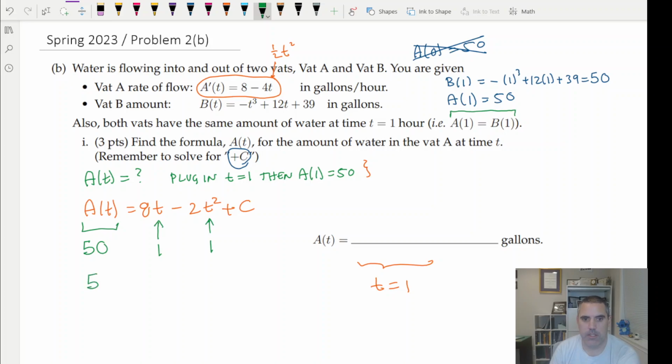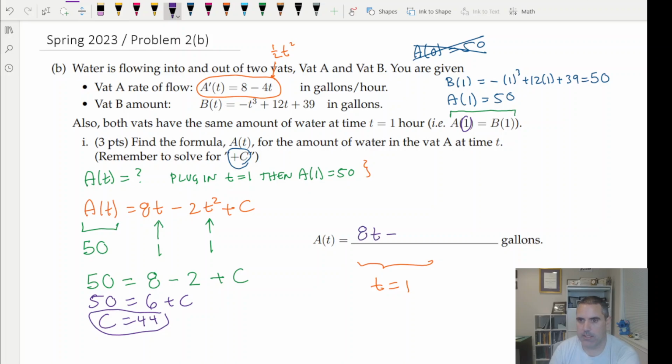So now you write 50 has to equal 8 times 1, which is 8, minus 2 times 1, which is 2. And the person who's asking about this on the discussion board is asking, where did I get that? And it's because the question told me to plug in 1. So you get 50 is equal to 6 plus C. C is equal to 44. So our final answer would be 8t minus 2t squared plus 44. So this goes to the heart of what the initial condition tells us. It doesn't directly tell us C. Sometimes it does, sometimes it doesn't, but always what's true is you have to plug in the x and y.